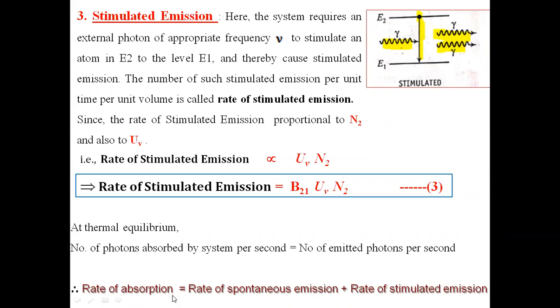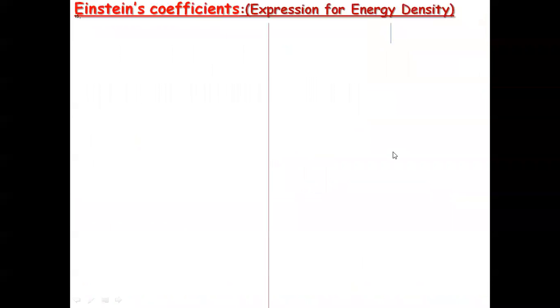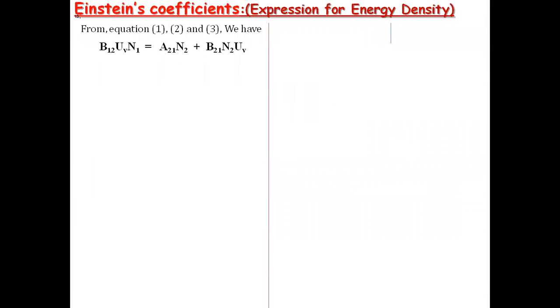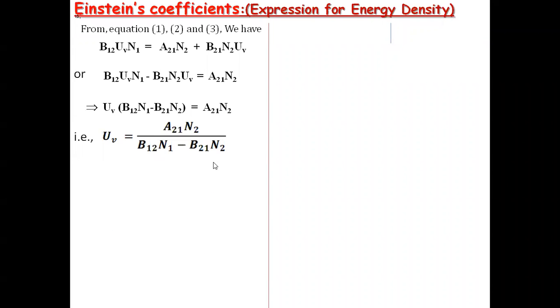Now substitute the values of the rate of absorption, rate of spontaneous emission, and rate of stimulated emission. You can see here, if I substitute all of them, can you see this? Please raise your hand. Can you see from equations 1, 2, 3? Okay, thank you, I got it.